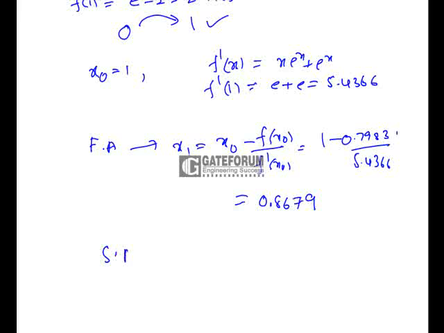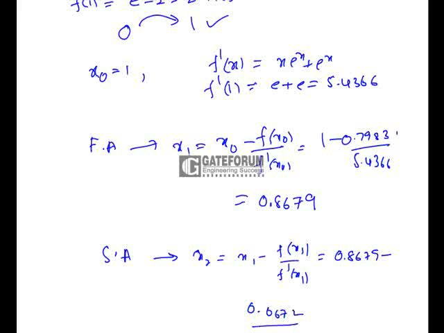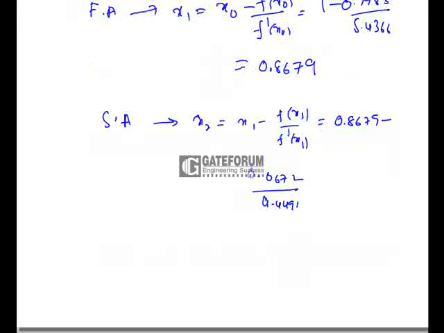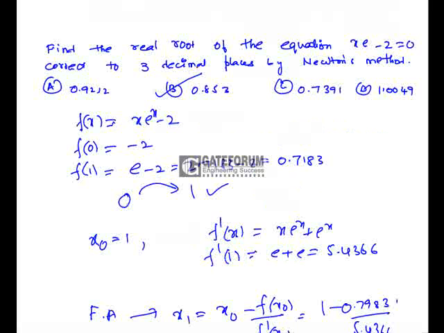Now similarly, the second approximation x2 is equal to x1 minus f of x1 by f dash of x1. Values will be 0.8679 minus 0.0672 by 4.4491, which will give you 0.8529, but we need only up to 3 decimal places. So the answer is 0.853, which is option B.